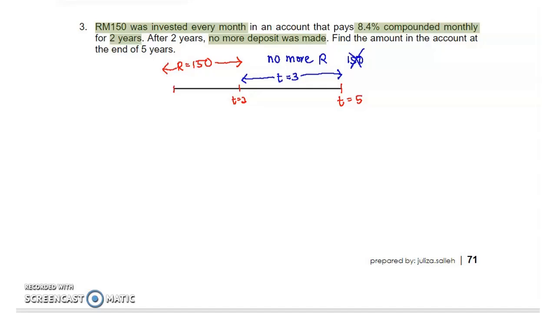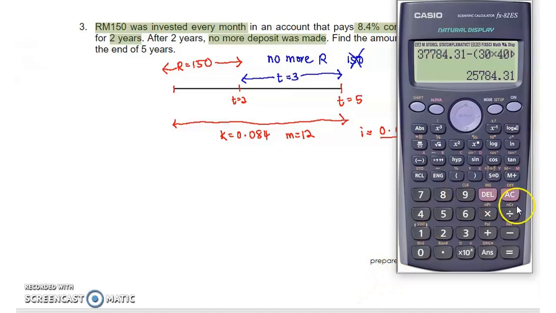Okay, the interest rate is 8.4%, which means that from the beginning to the end of year 5, the interest is still compounded monthly. 0.084, 8.4% compounded monthly, so M equals 12. Okay, calculate I. I equals K over M, 0.084 divided by 12. So 8.4% divided by 12 is 0.007. If you get this standard form, again press shift ENG twice until you get power of 0.